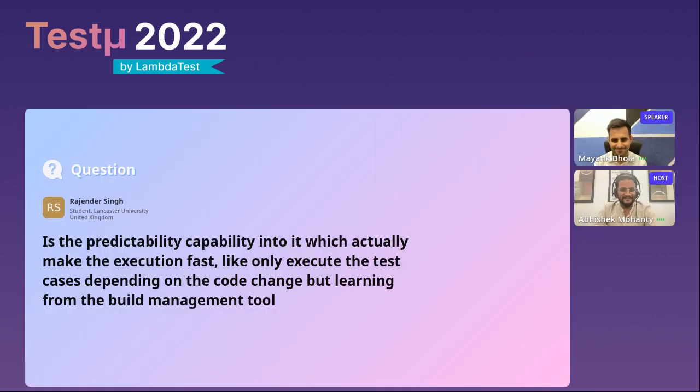Great. Rajendra has our last question. Is there a predictability capability which actually makes the execution fast? Like only executing the test cases depending on the code change, learning from the build management tool. Interestingly, yes, this is what we are building and improving every day. In the beginning, we have provided some semi-automated mechanisms to tell what kind of changes happened in the system. But yes, this is the end goal. The platform should be able to identify the test cases to run automatically, and we are getting back to it by the end of this quarter.